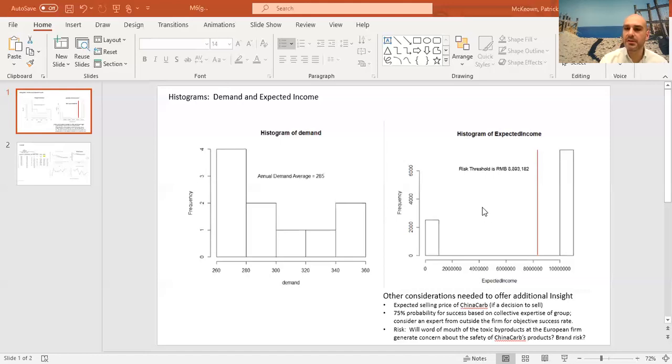Secondly, what's the probability of failure? 25%, in which case there will be no net income made. And on the flip side, 75%, well, there will be over $10 million made.